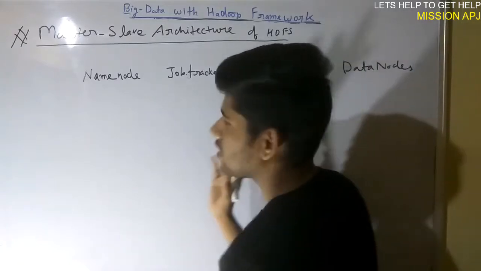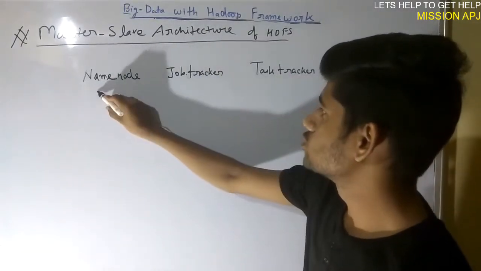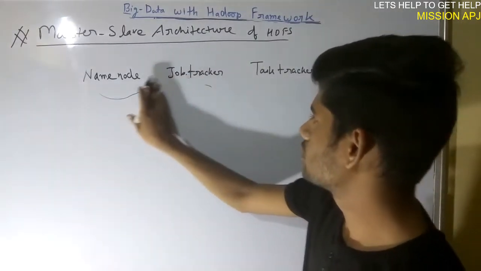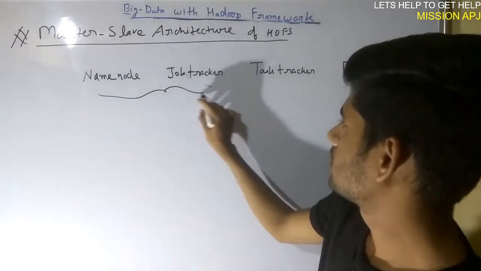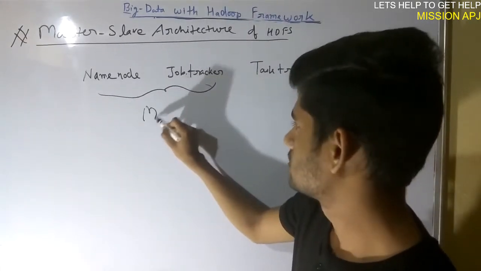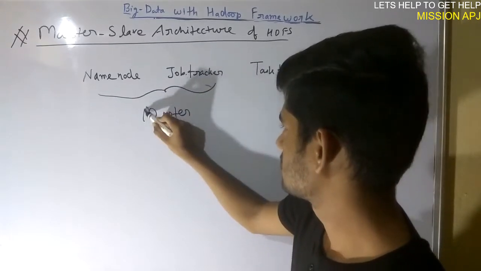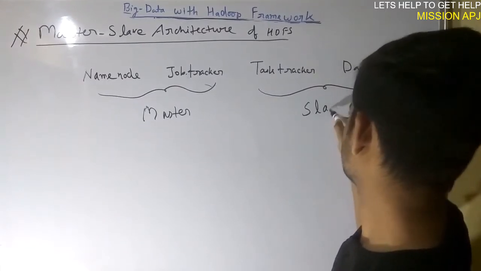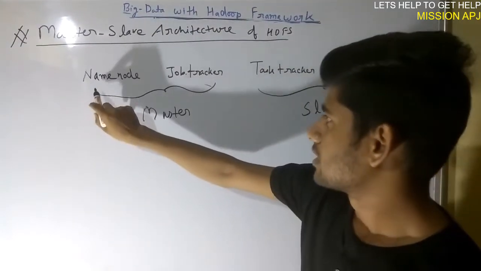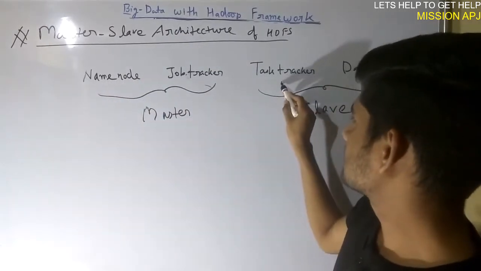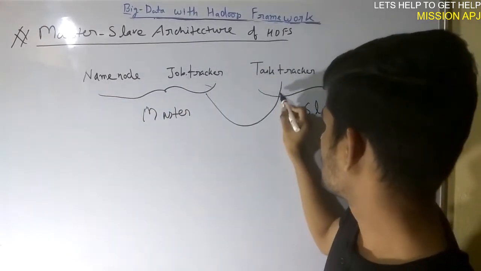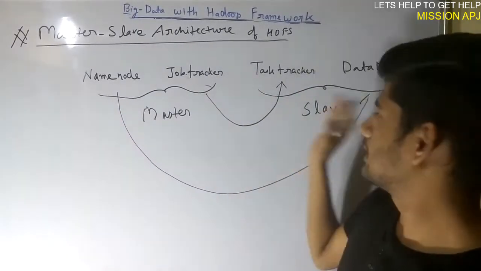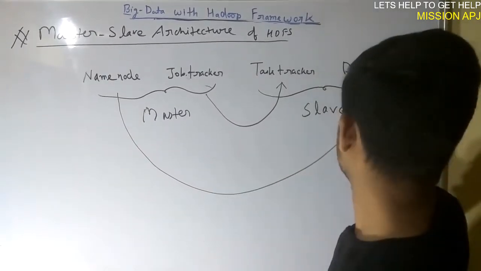Out of these four components of a single cluster, these two of them are master, and these two are slave. Now, task tracker is slave of job tracker, and name node is slave of [job tracker], and data node is slave of name node.